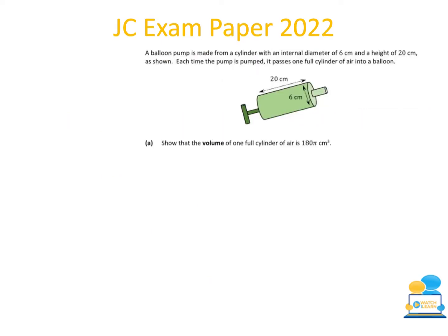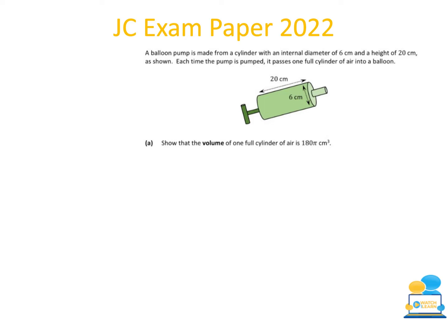Okay, so moving on to the next question from the exam paper in 2022. It says a balloon pump is made from a cylinder with an internal diameter of 6 centimetres and a height of 20 centimetres as shown. Each time the pump is pumped, it passes one full cylinder of air into a balloon. Part A asks us to show that the volume of one full cylinder of air is 180 pi centimetres cubed.